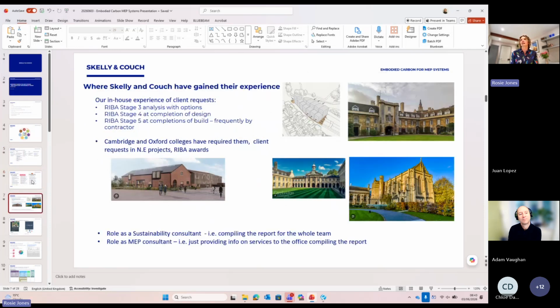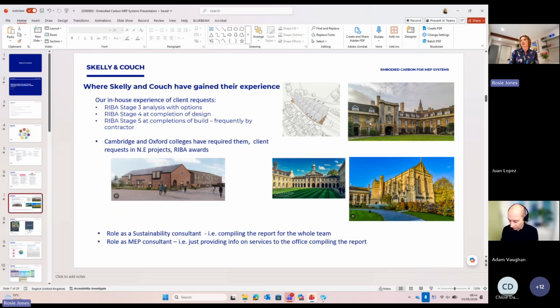And in terms of our experience, I should say, have I been clear that we have a role as sustainability consultants, which effectively means that we're compiling these reports, which is why I've got a good idea of what the wider scheme is. But also our bread and butter is services, as MEP consultants, so we're just feeding into that services portion of the analysis.